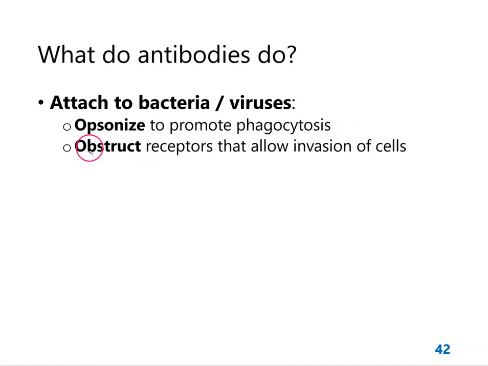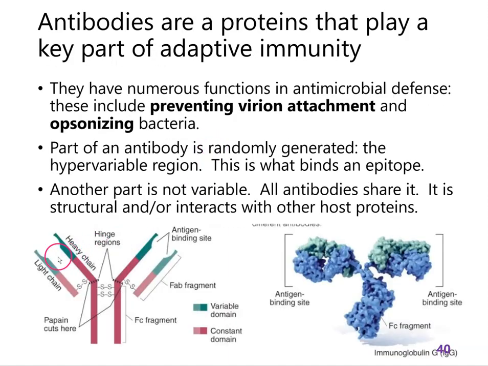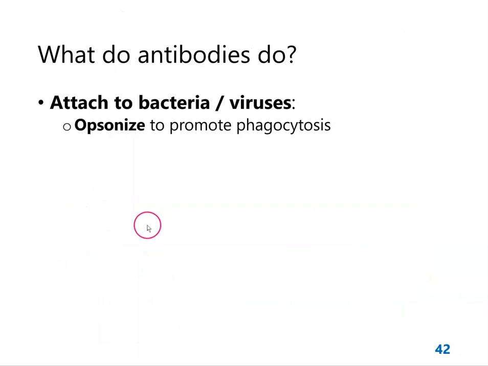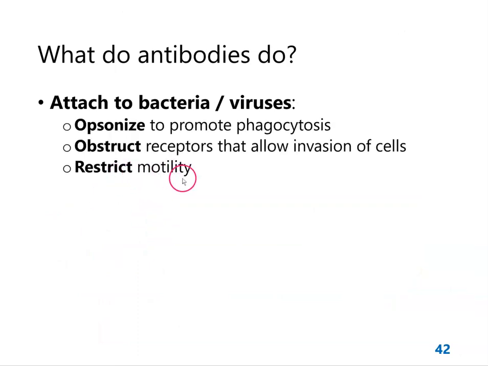As I mentioned, if they attach to the outside of a virion, they block its interactions with cell surface receptors. But also, think about if they stick to a bacterium. If enough of them stick to a bacterium, let's go back and show you something. There are 2 binding sites on this one antibody. This can potentially attach 2 bacteria to each other. And so if they're trying to swim around and they're stuck together, they're not going to be able to move in the way they want. So antibodies can do all these things to bacteria and viruses.